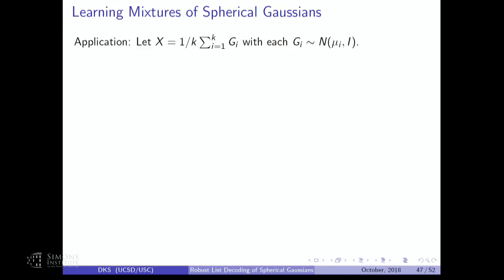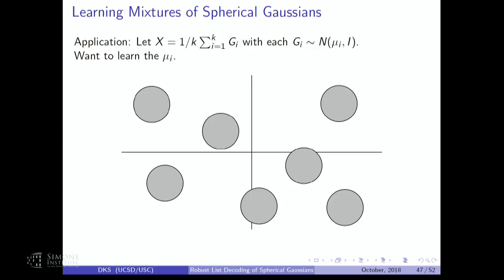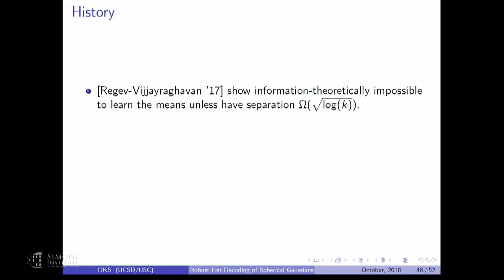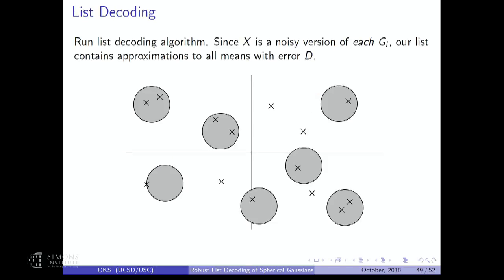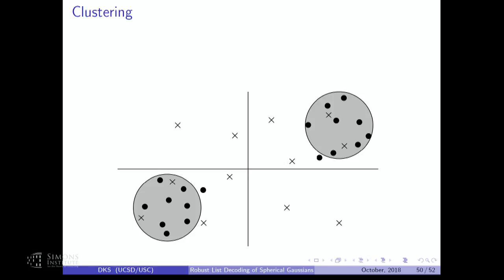I'm pretty much out of time. I will say that there's a very nice application of this to learning mixtures of spherical Gaussians. So here there are no errors, but you have a mixture of Gaussians. And this is very nice because, well, if you just run our list decoding algorithm on a mixture of Gaussians, you can simultaneously think of this distribution as a noisy version of each component Gaussian. And so you're guaranteed that you have, for each Gaussian, at least one hypothesis is close to the mean of that component.